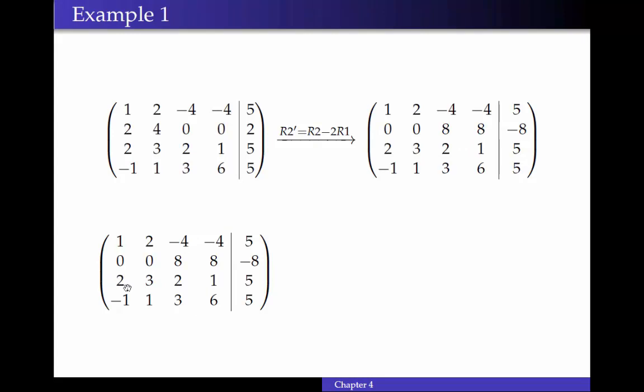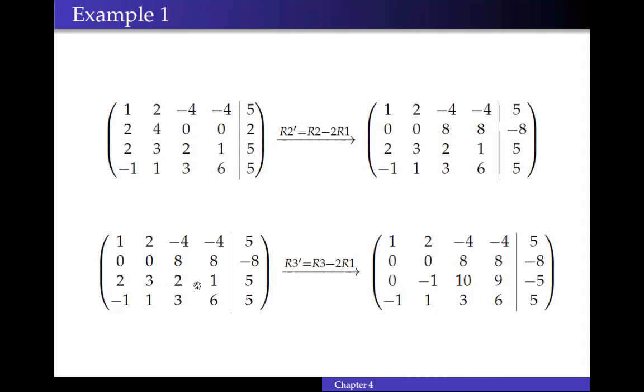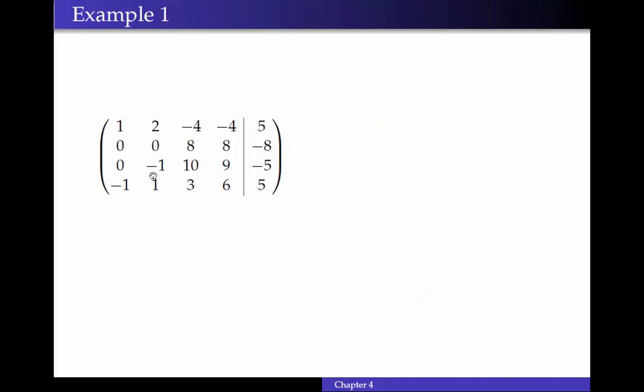So next, we want to move down to the next row and try to eliminate this 2 here. And to do that, we would take row 3 and subtract 2 times row 1. Again, we're always using this pivot row to eliminate the entries below it. So then we have 2 minus 2, 3 minus 4, 2 plus 8, 1 plus 8, and 5 minus 10. Okay, so rewriting this matrix.